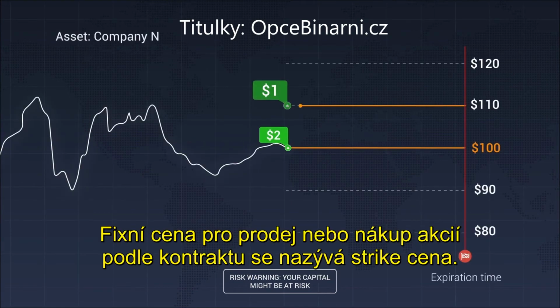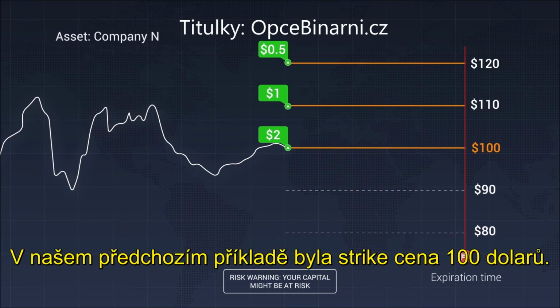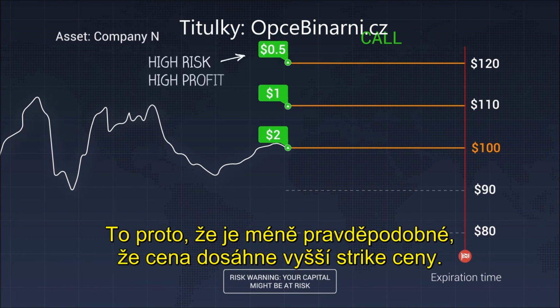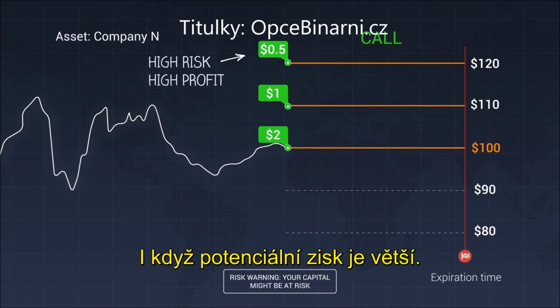The fixed price for buying or selling shares under a contract is called the strike price. In our previous example, the strike price was $100. For a call option, the higher the strike price is compared to the current share price, the cheaper the option. This is because the price is less likely to reach a higher strike price, although the potential profit is greater.